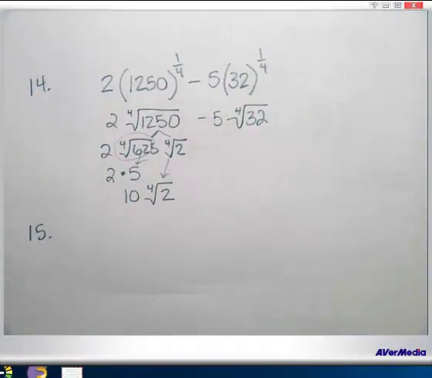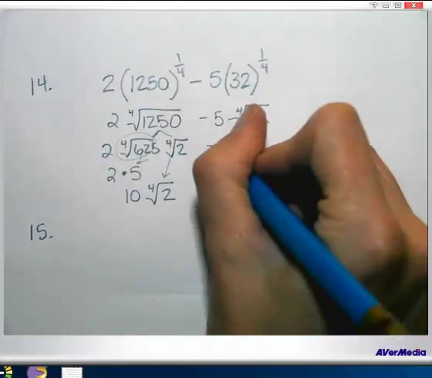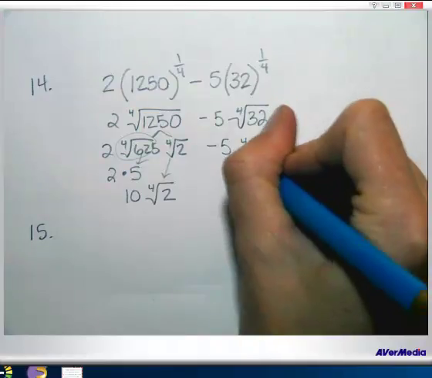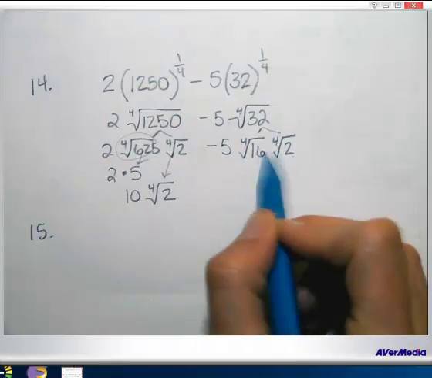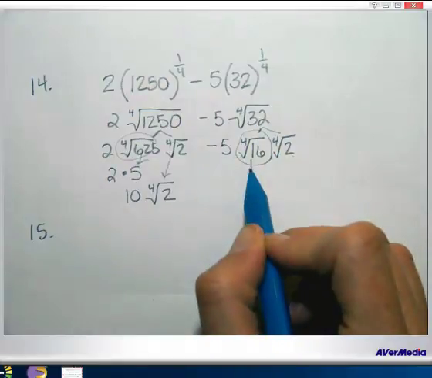What can we do with the 4th root of 32? 8 has a cube root, but it doesn't have a 4th root. It's okay. So look at your 4ths. We've got basically 16 is the only option, but 16 does go into 32, or is a factor of 32. So we can make this -5 multiplied by 4th root of 16 times the 4th root of 2, because 16 times 2 is 32. And then the 4th root of 16 is just 2.